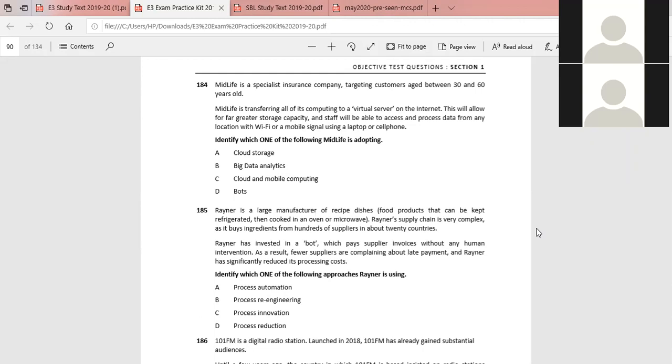Midlife is a specialist insurance company targeting customers aged between 30 and 60 years old. Midlife is transferring all of its computing to a virtual server on the internet. This will allow for far greater storage capacity, and the staff will be able to access and process data from any location with Wi-Fi or mobile signal using a laptop or cell phone. Identify which one of the following Midlife is adopting.